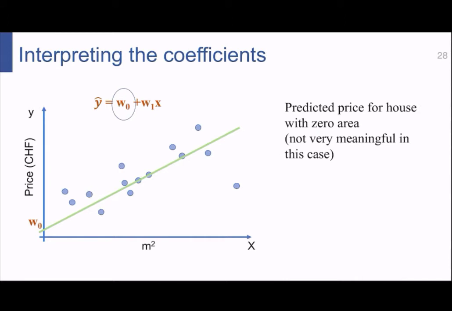Now, how do we interpret these coefficients? The W0, the intercept, and the W1, the slope. What is their meaning? So W0, of course, is the value of y if we give x a value of 0. So it's the predicted price for a house with 0 area. So this is not very meaningful in our example, at least.